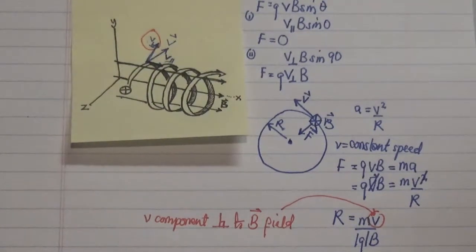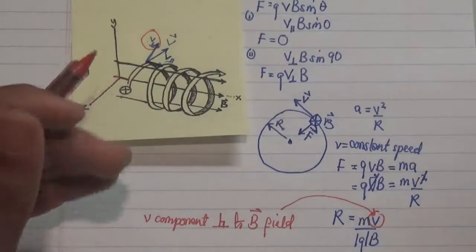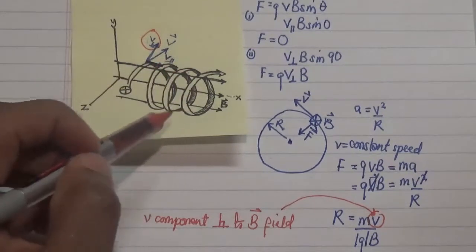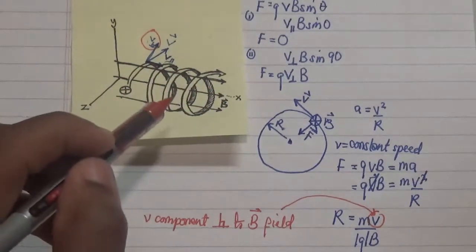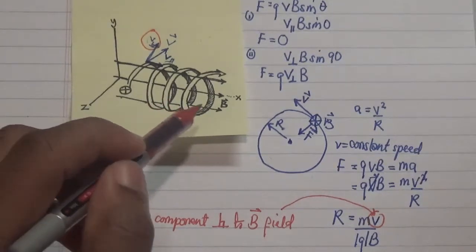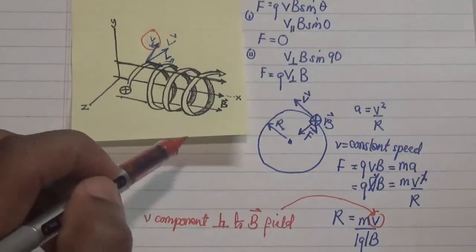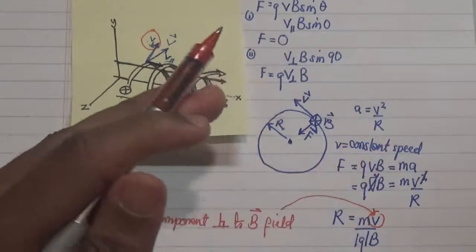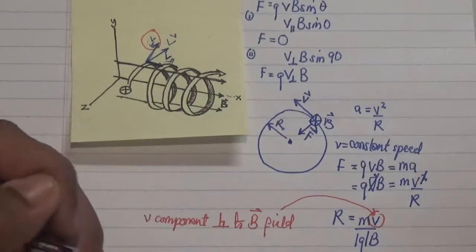So that's about it for this particular video. I hope you're able to understand the helix that is generated when a charged particle is placed in a magnetic field and it forms this particular pattern. And take note that this is an initial velocity that is not perpendicular to the magnetic field, and the velocity component that is parallel to the magnetic field is constant, for there is no force parallel to that particular field.